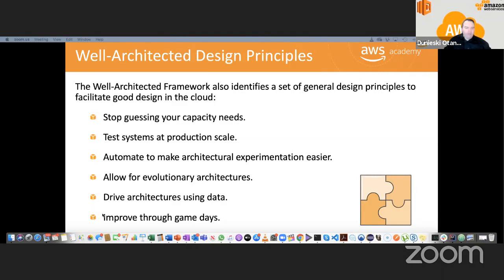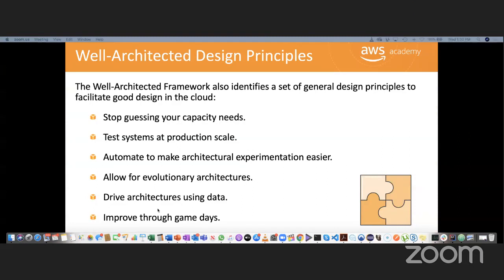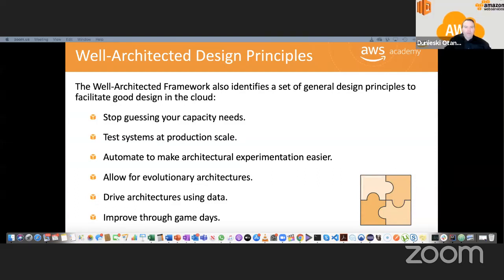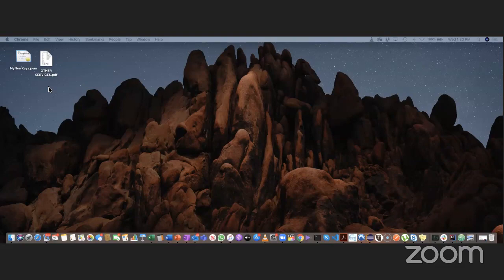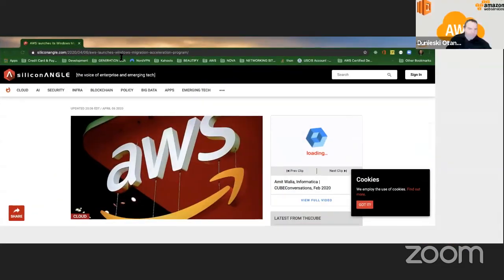Game days, do you guys know what a game day is? No idea. Am I talking to myself? No, but what is a game day? I have never heard of this. Never? Okay. So game days are days that Amazon or companies can use for their employees to test their abilities in the cloud. It's similar to a hackathon. Oh, interesting.